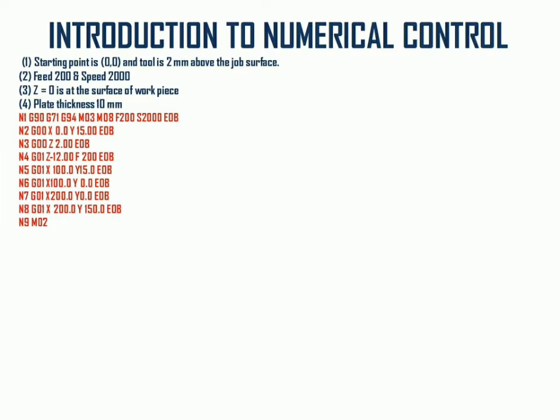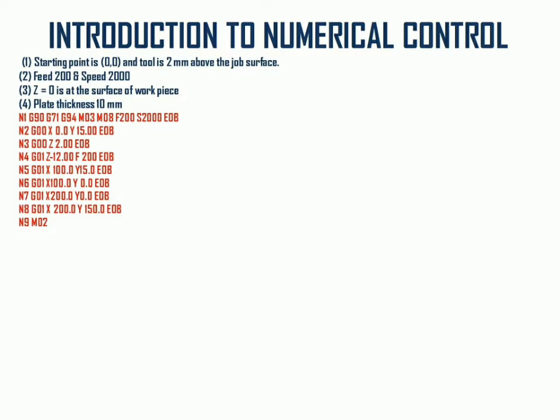Then the tool needs to be 2 mm above the job surface. Then the feed rate is given as 200, and the speed is given as 2000 rpm. Then Z equals 0 at the surface of the workpiece. Then the plate thickness is given as 10 mm. Then we start to write down the manual part program for this particular job.